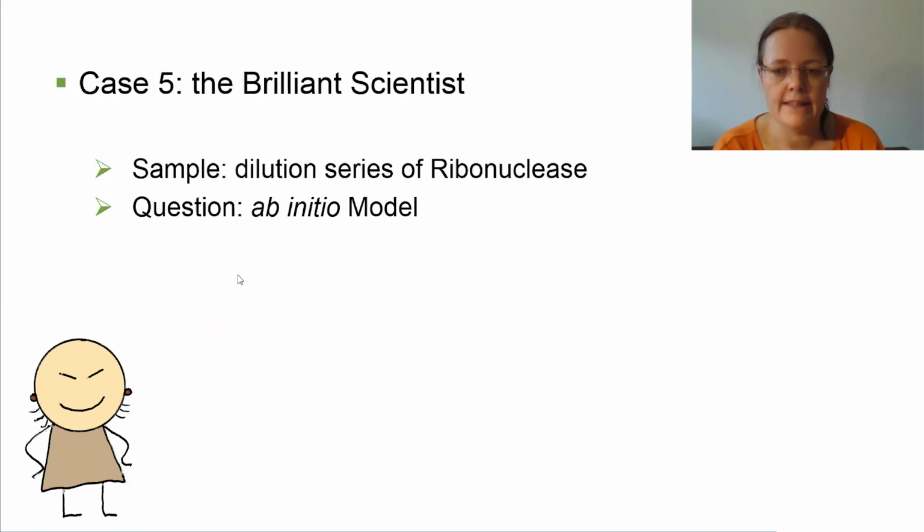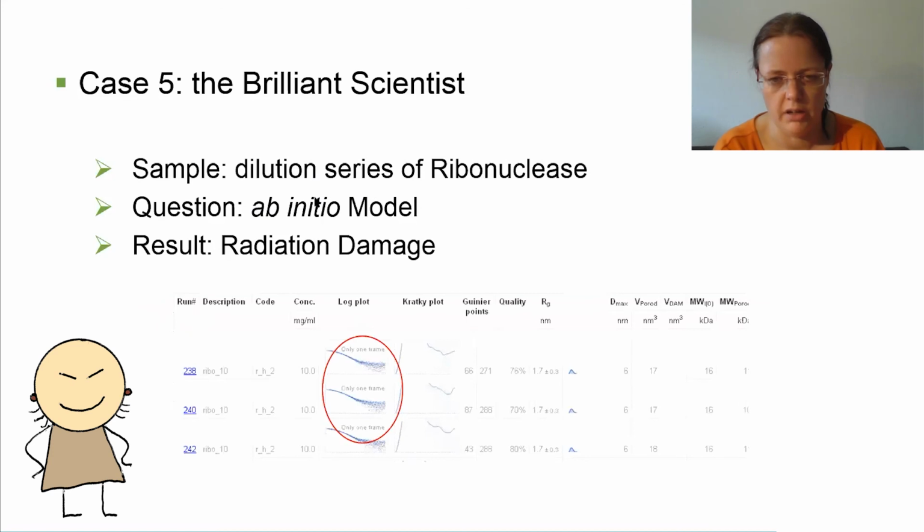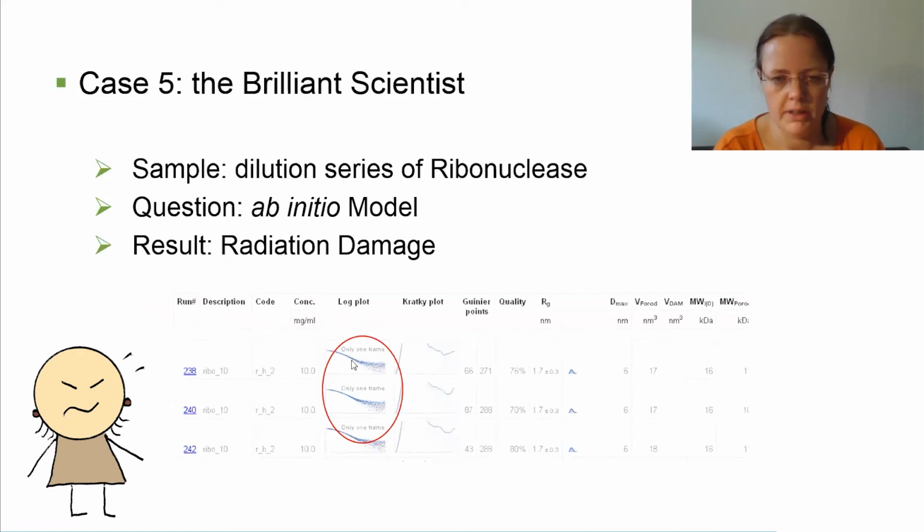So this brings us to our last scientist, the brilliant scientist. He comes to the Beamline. He wants to do a dilution series of ribonuclease and wants to check his ab initio model, or he wants to get an ab initio model of ribonuclease. He looks at the pipeline and gets a shock, because it already points out that only one frame was used.